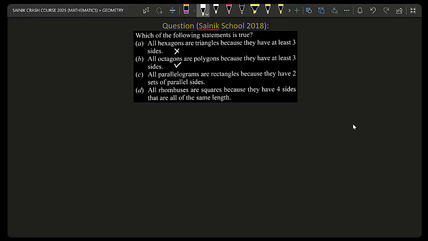Sir, because the parallelogram has two sets of... They are saying that all parallelograms are rectangles, and they're giving the reason also: because they have 2 sets of parallel sides. To call it a rectangle, is the condition of 2 sets of parallel sides sufficient or not sufficient? Sir, not sufficient. We want one more extra reason, that is one angle should be 90 degrees, then only it becomes a rectangle. Yes. The statement is wrong because all parallelograms need not be rectangles.